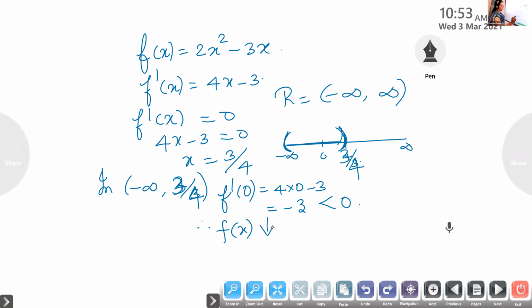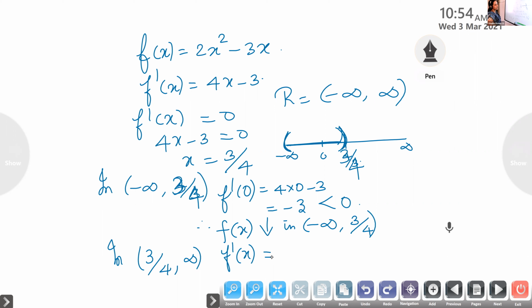In the interval 3 by 4 to infinity, you select some other value. You can take any number, children, between 3 by 4 and infinity. Which value will you take? Tomlin, give me a number in the interval 3 by 4 to infinity.